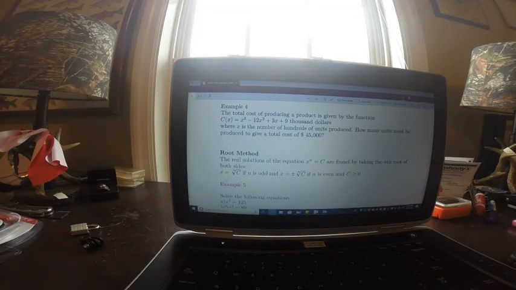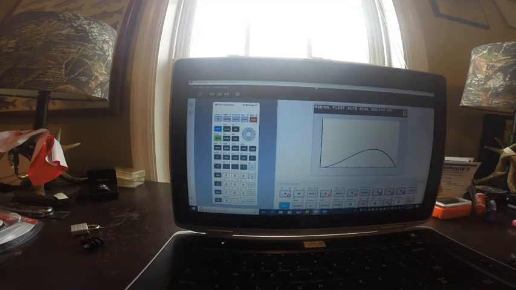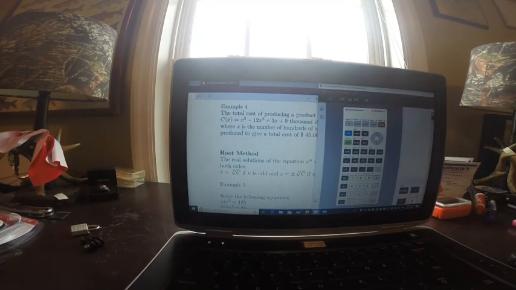Before it says the total cost of producing a product is given by the function c of x equals, in thousands of dollars, where x is the number of hundreds of units produced. How many units must be produced to give a total cost of $45,000? Okay, so the easiest way to do this is to pull up your calculator and type this function in. I'm going to pull it over here to the right a little bit so I can actually see the function.